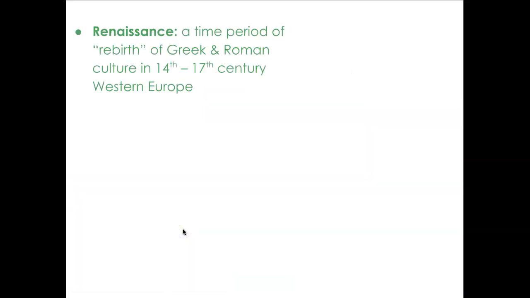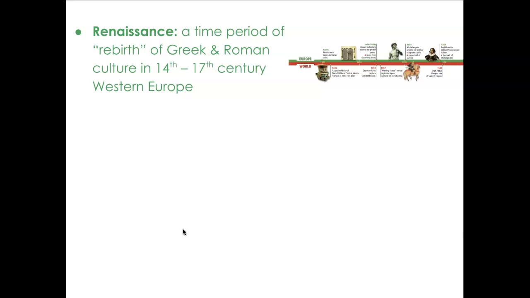Our first word is Renaissance, which is a time period of rebirth of Greek and Roman culture in 14th to 17th century Western Europe. So the Renaissance is a time period, and it's the time period that came after the Dark Ages or medieval times in Europe. And the word Renaissance means rebirth, right? So it is a rebirth of going back to the classics of the Greeks and the Romans, and then we're going to see a lot of changes that happened in art as a result. So for the Renaissance, remember this as a time period.